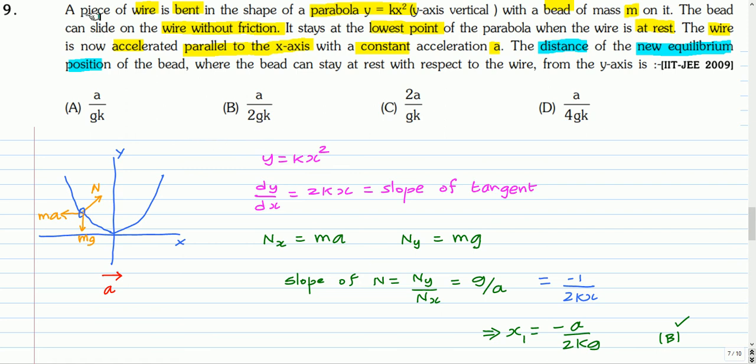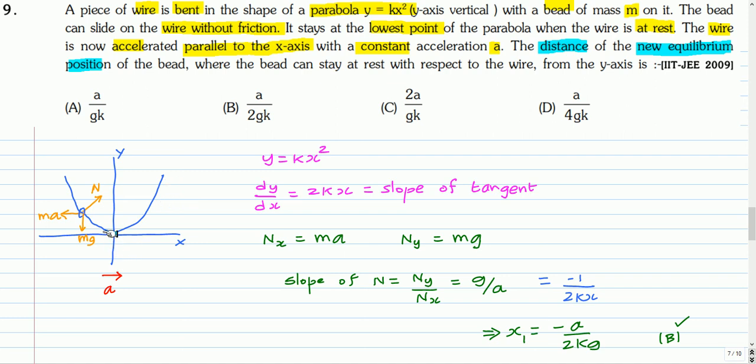This is the next question. A piece of wire is bent in the shape of a parabola y equal to kx square. The y-axis is vertical with a bead of mass m on it. The bead can slide on the wire without friction. It stays at the lowest point of the parabola when the wire is at rest. The wire is now accelerated parallel to the x-axis with constant acceleration a. The distance of the new equilibrium position of the bead, where the bead can stay at rest with respect to the wire, from the y-axis is. So this is the wire bent in the shape of a parabola y equal to kx square.